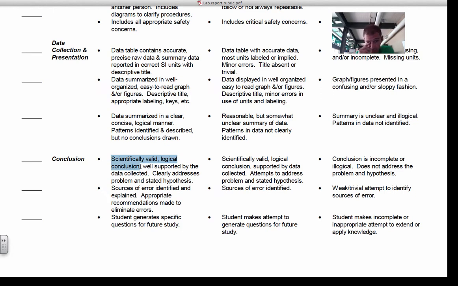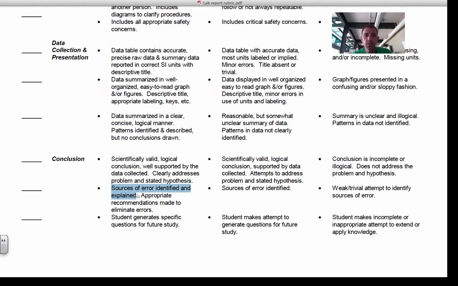Scientifically valid, logical conclusion, well supported by the data collected. In the conclusion, you're addressing how the data collected relates back to either accepting or rejecting that hypothesis.